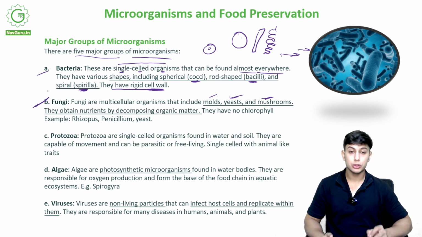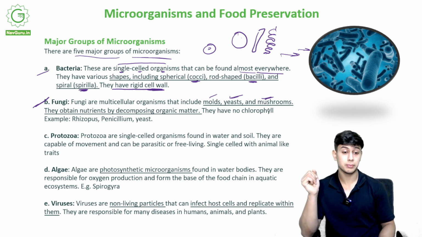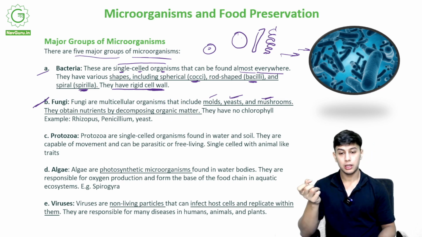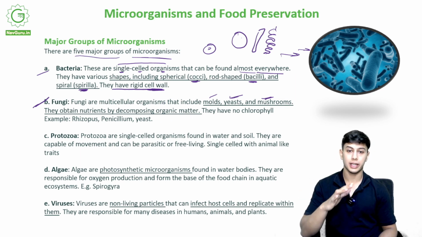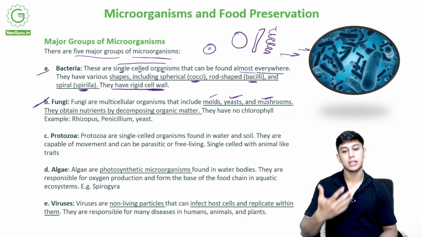So mushrooms always grow on dead and decaying matter. Dead and decaying means on a dead animal's body, on the part of the jungle where some animal has died or is decomposing. So these are fungi. They obtain nutrients by decomposing organic matter. They will decompose the dead and decaying organic matter, break it down and grow themselves.